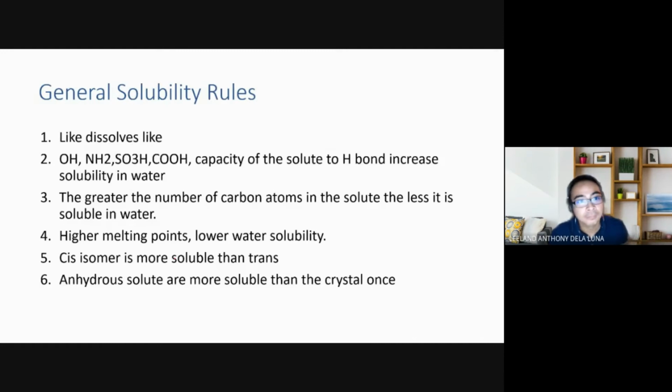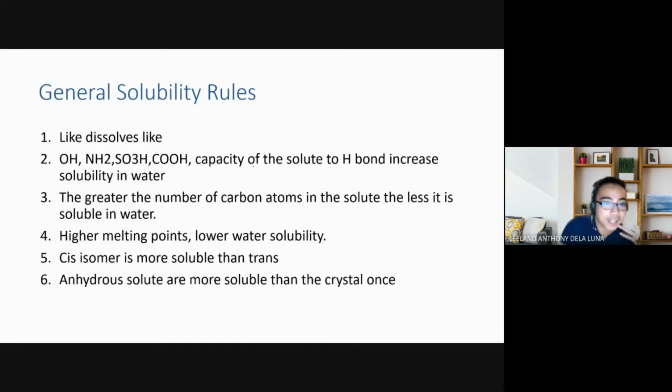Okay? So, here are some general rules, class, in terms of solubility. This is just a general rule. It's not absolute. Okay? Pero ito yung common sa halos lahat. Like dissolves like. I think obvious na to, right? Polar solutes dissolve in polar solvents. Water-soluble solutes dissolve in water. Non-polar solutes dissolve in non-polar solvents. And vice versa. So lipid solutes dissolve in lipid solvents. Okay? So tama? Are we clear? So sabi natin, ang principle then is like dissolves like.